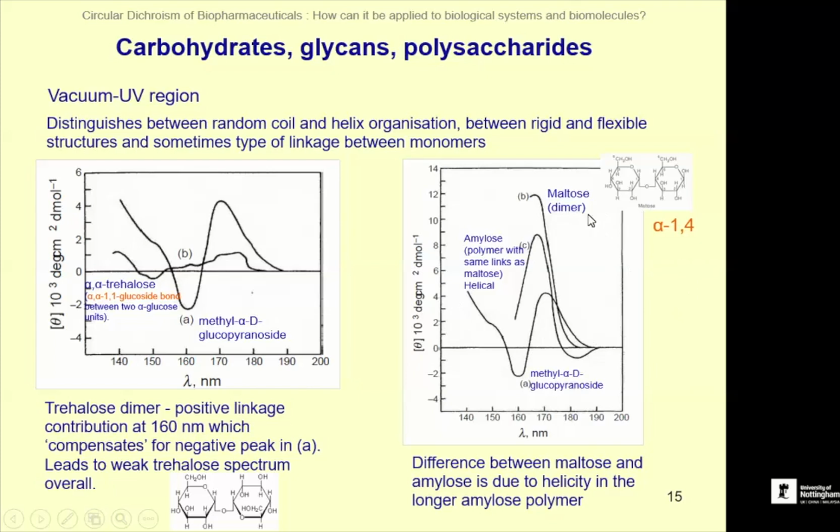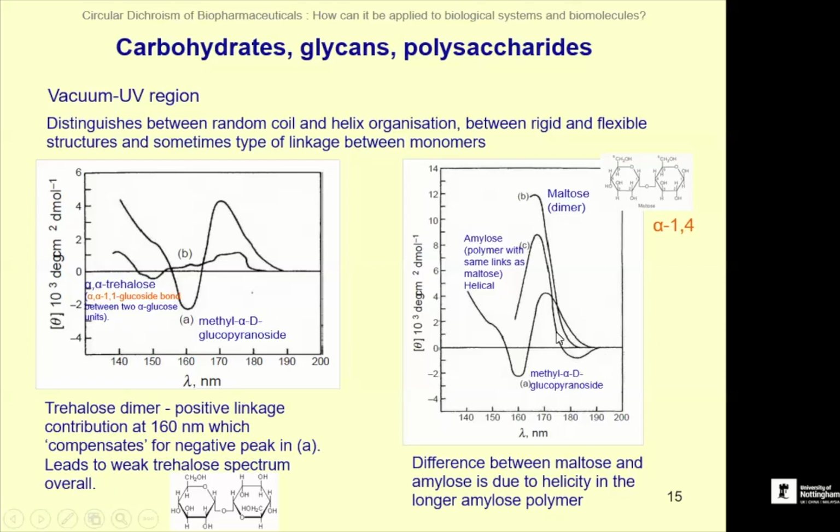Then if you look at maltose, which is also a dimer, this time with an alpha-1,4 link of glucose monomers, you see the spectrum change from this to something much more pronounced in the positive CD region for maltose dimers. And then you've got another permutation with amylose. Amylose, as I'm sure you already know, is helical. And it's like loads of maltose units stuck together, and it forms a helical arrangement.